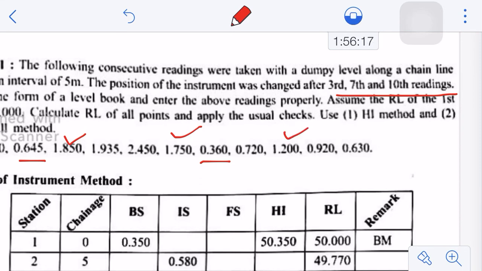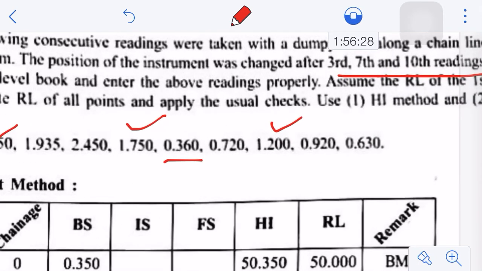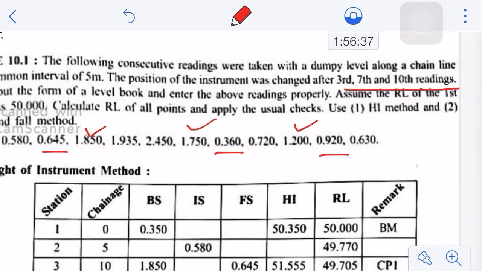So 0.720 is IS and 1.200, that means you are changing the position of the instrument after the 10th reading, so that 1.200 is FS. And definitely if it is your FS, then the very next reading would be your BS. And finally 0.630, we have already concluded in the first step that it is your FS. It is your last reading of the survey, right?